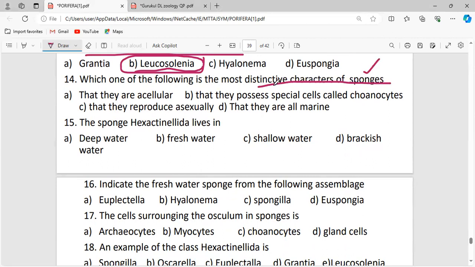Now, which one of the following is the most distinctive character of sponges? They are acellular. They possess special cells called choanocytes. They reproduce asexually. They are all marine. The question asked is the most distinctive characteristic of sponges. Acellular, choanocyte cells, asexual reproduction, they are all marine. A or B?